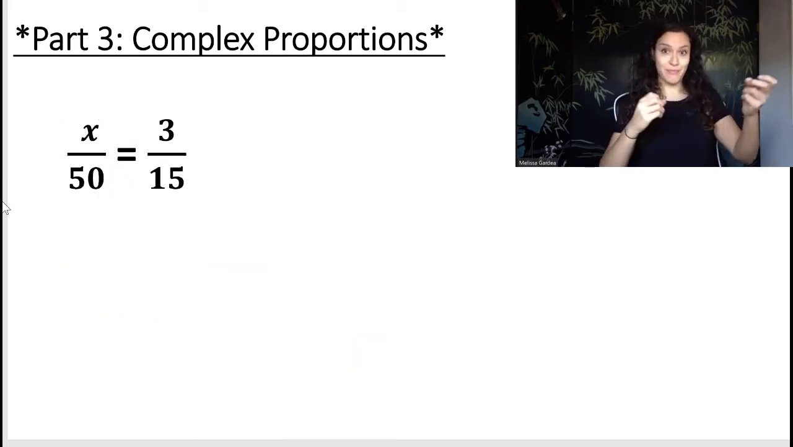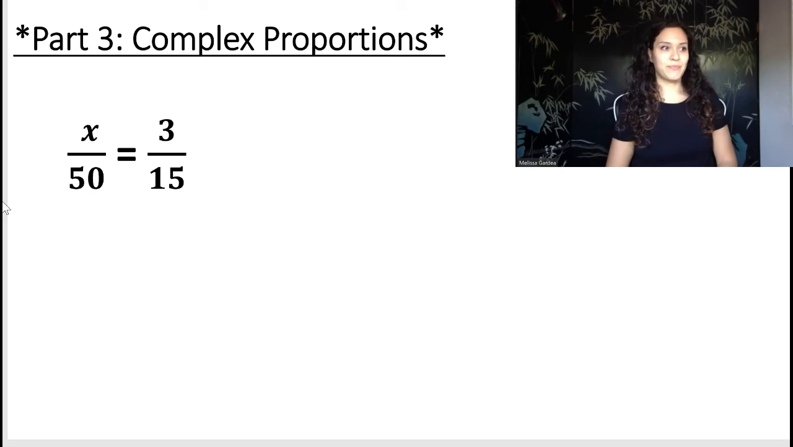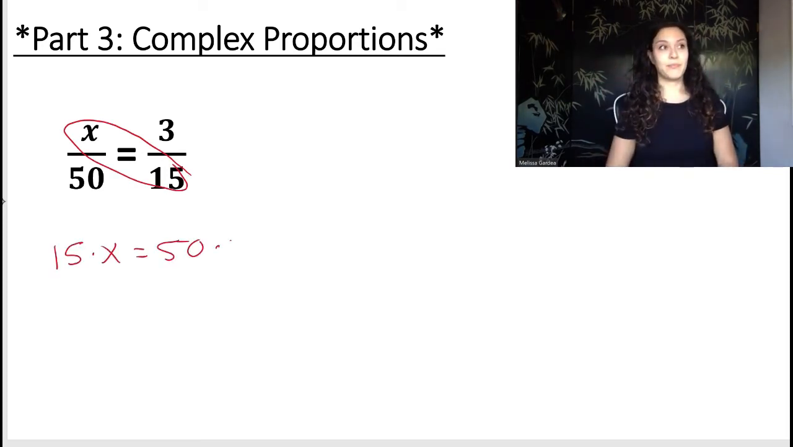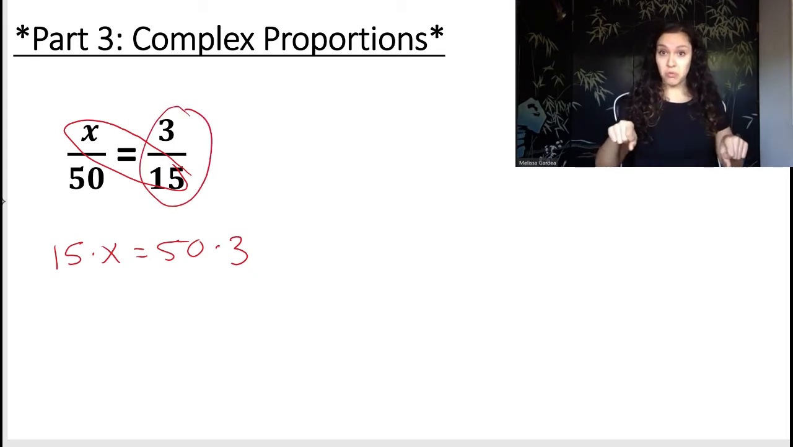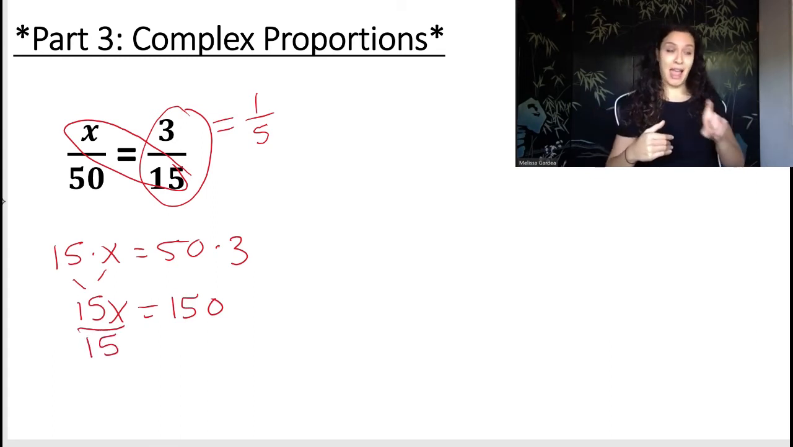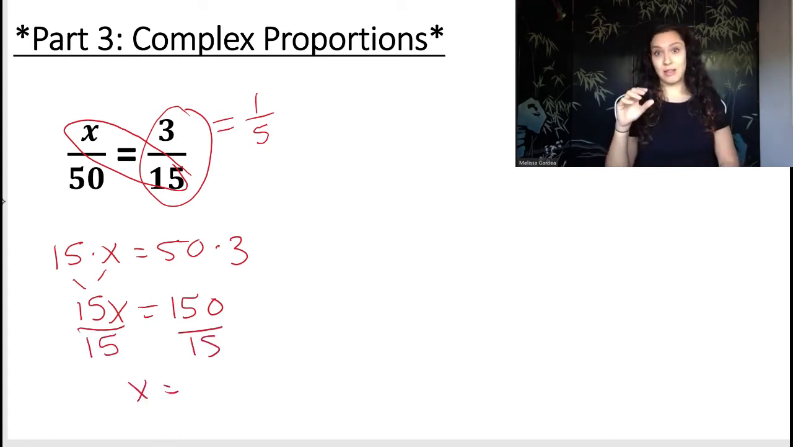All right, practice this one. Press pause and then come back. All right, so it'll be 15 times x equals 50 times 3. If you wanted to, you could simplify that to equal 1/5. Divide by 3 top and bottom. If you want to simplify first, that can make the problem a bit simpler. So 15x, you'll get the same answer. 15x equals 150. Divide by 15, divide by 15. So 150 divided by 15 equals 10.